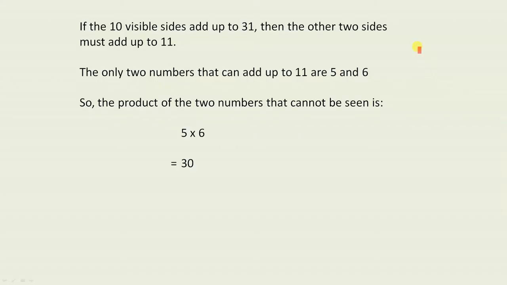If the 10 visible sides add up to 31, then the other 2 sides must add up to 11, because 31 plus 11 gives us our 42. The only 2 numbers that can add up to 11 are 5 and 6. Okay, because that's the largest number on a die. That's the next largest. So they're the only 2 which will add up to 11. So they are the 2 numbers, 5 and 6, on the bottom that we can't see. So, the product of the 2 numbers that cannot be seen is 5 times 6, and that gives us 30, so we've answered the question.